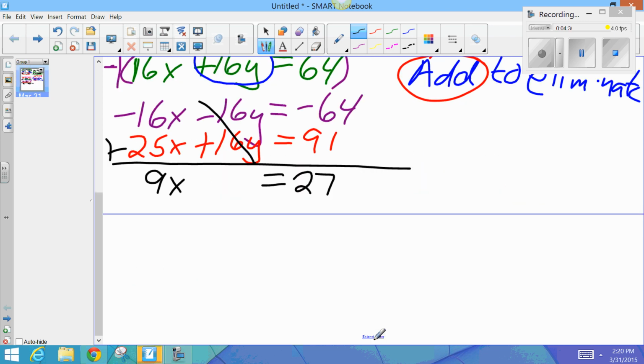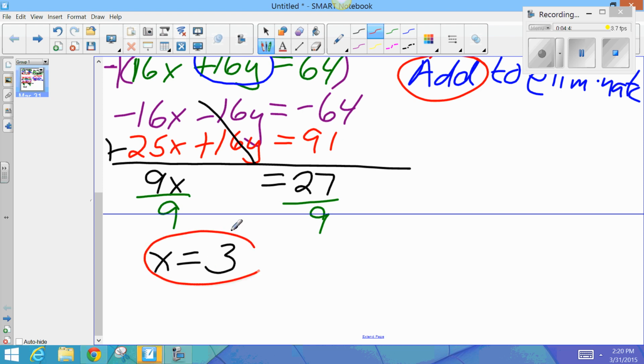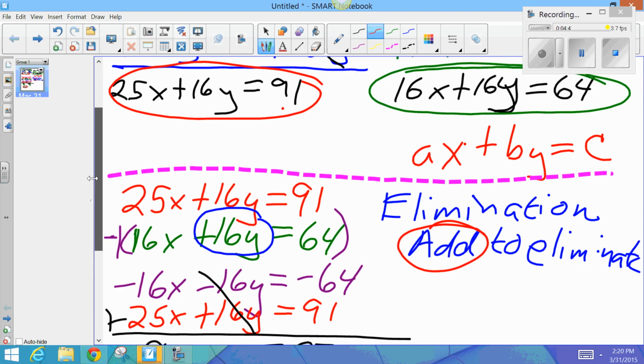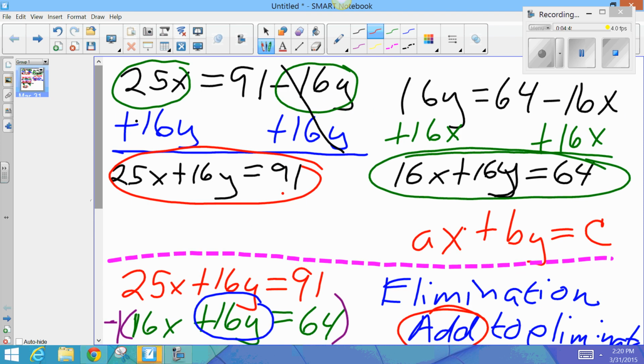Now I don't have any y's in the equation. I'm going to solve for x by dividing both sides by 9, and I find out that x equals 3. I'm more than halfway there. I'm going to take that x equals 3 and plug it back into either one of the original two equations.